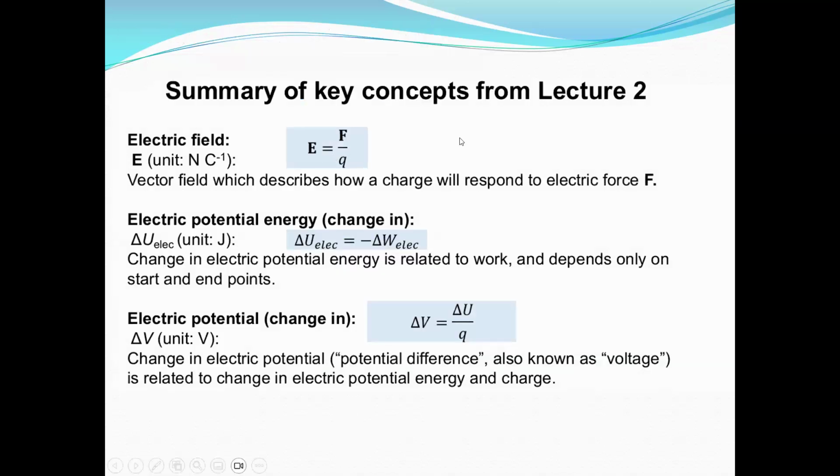Then this is the summary of the concepts. E is equal to F over Q. We already studied that. And the electric potential change can be taken as delta U over Q. And delta U of the electric charge is equal to delta W, meaning work. The potential energy is related to work, and it depends only on the starting and end points. Delta U, the potential energy, is equal to minus delta W, the work done by. And the potential difference delta V is equal to delta U over Q, right?